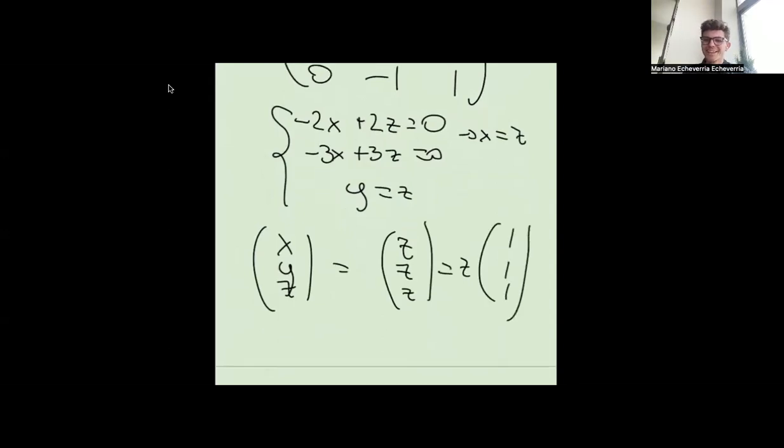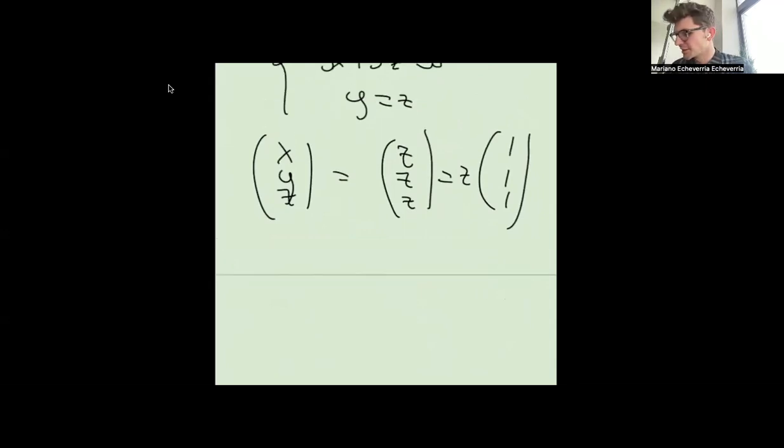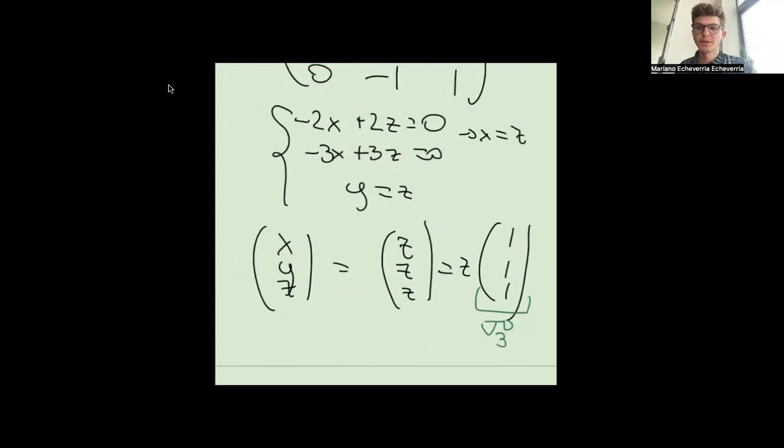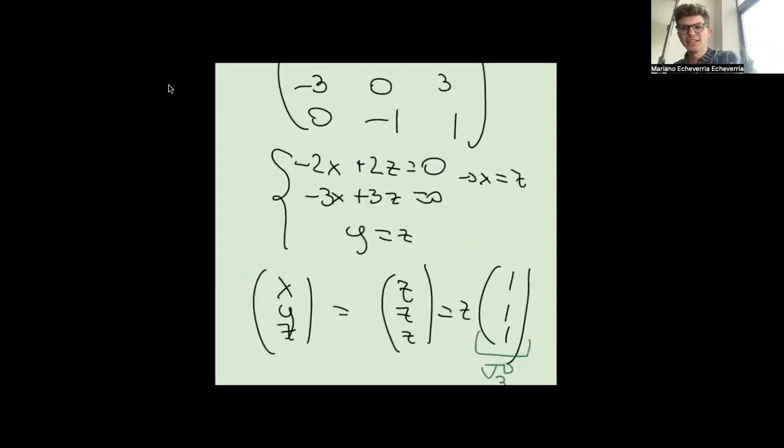Okay, and now you have a third eigenvector. And with this, you can diagonalize it because you have three different eigenvectors. Is that making sense?